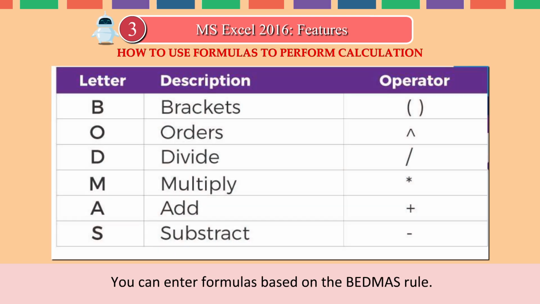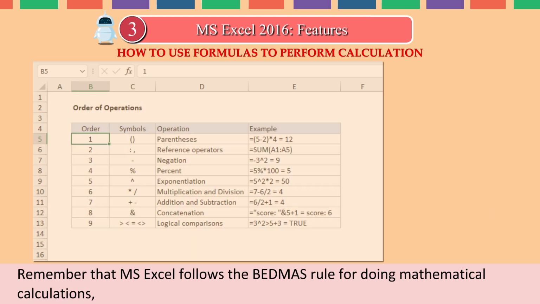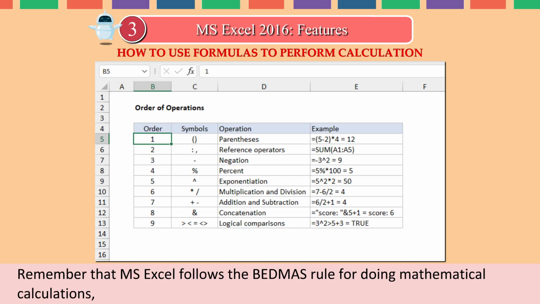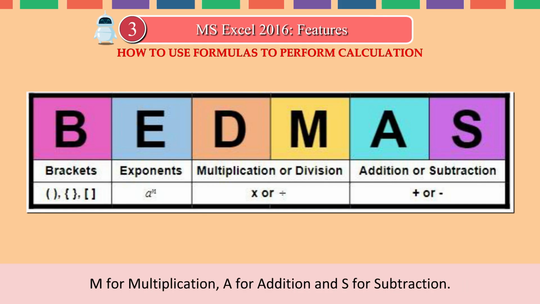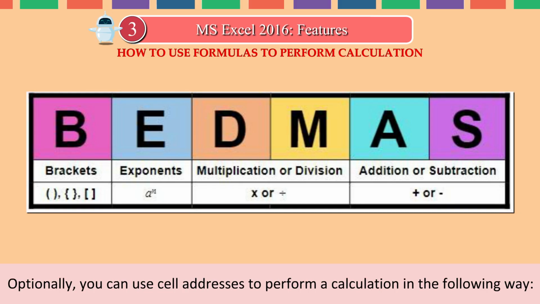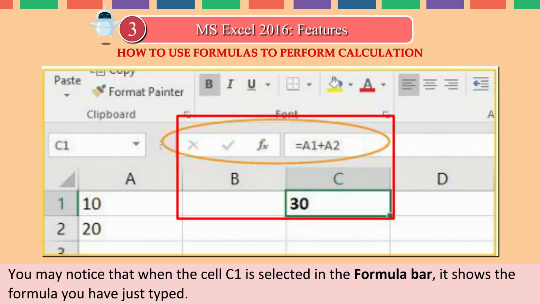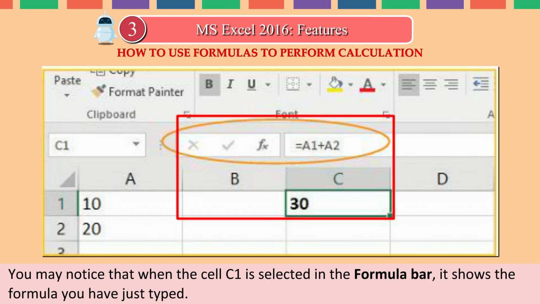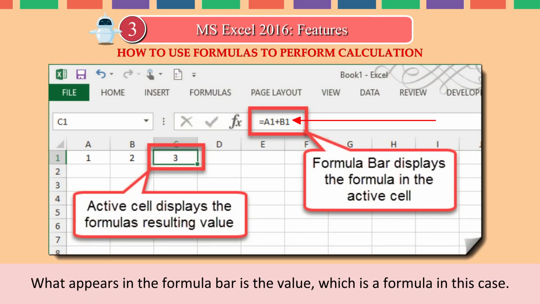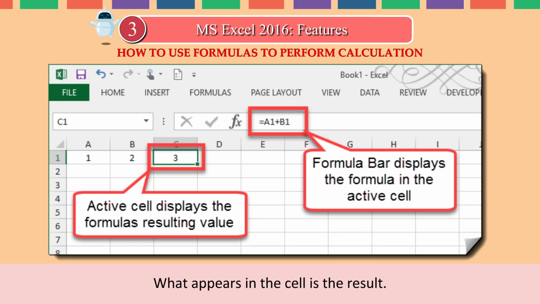You can enter formulas based on the BEDMAS rule. Remember that MS Excel follows the BEDMAS rule for doing mathematical calculations, where B stands for brackets, E for exponentiation, D for division, M for multiplication, A for addition and S for subtraction. Optionally, you can use cell addresses to perform a calculation in the following way. You may notice that when the cell C1 is selected, the formula bar shows the formula you have just typed. What appears in the formula bar is the value, which is a formula in this case. What appears in the cell is the result.